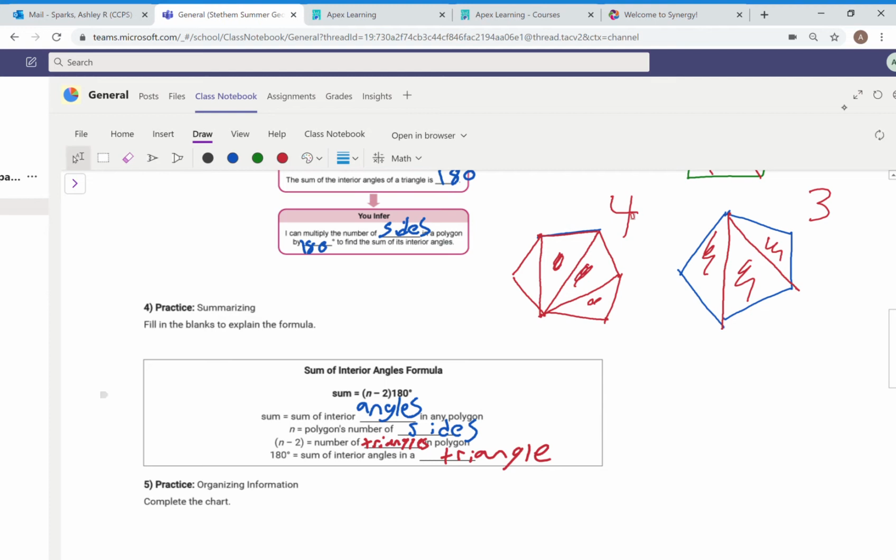So what we notice about this pattern is that the sum of interior angles, this is our formula here, in any polygon, where n is your number of sides. So a hexagon had 6, a pentagon had 5. If I take my sides minus 2, i.e. 6 minus 2 is 4, 5 minus 2 is 3, and so on, that gives me my number of triangles. If I take 180 times the number of triangles, I will get the sum of interior angles.